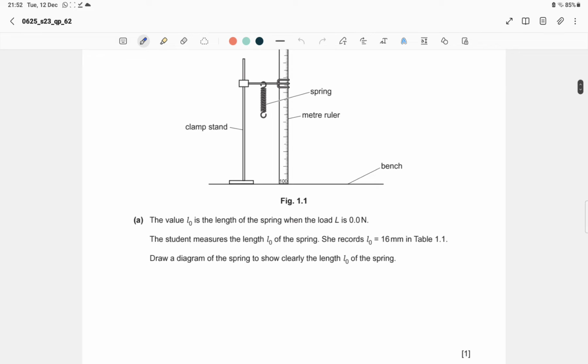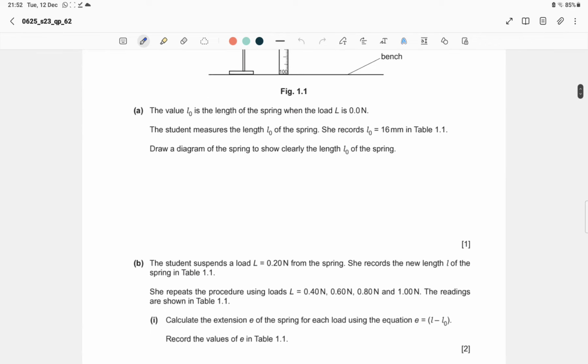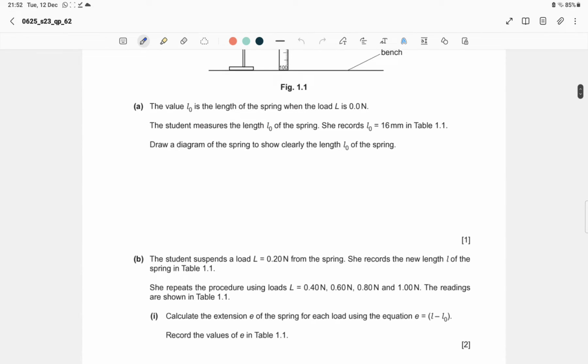So over here you have to draw the diagram of the spring that is going to be somewhat like this. Let's say this is your spring, and this is the point, so this is your top, this is your bottom, and in between this is your L naught. Okay, moving to the next question.